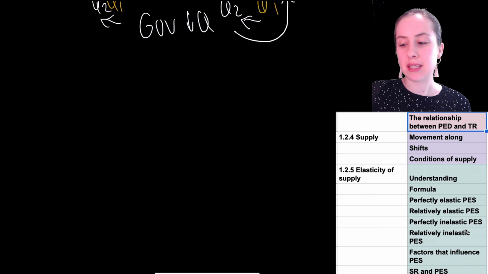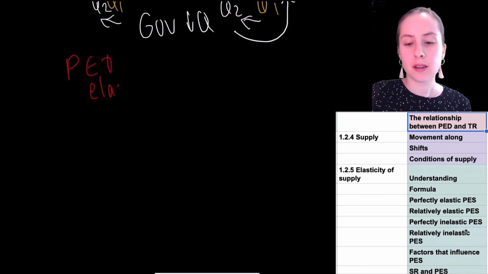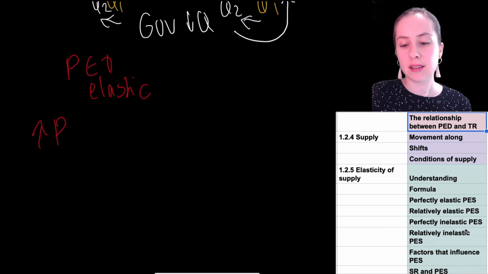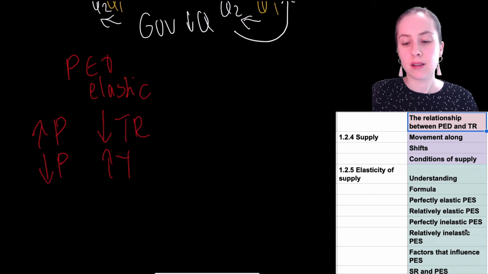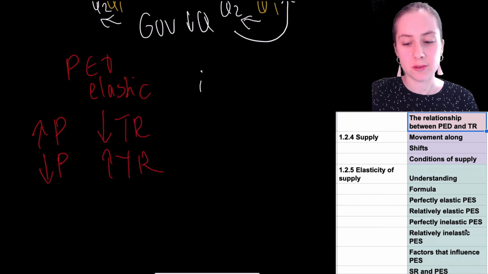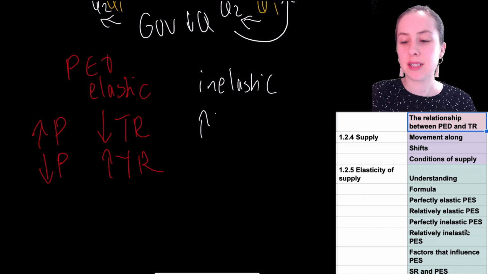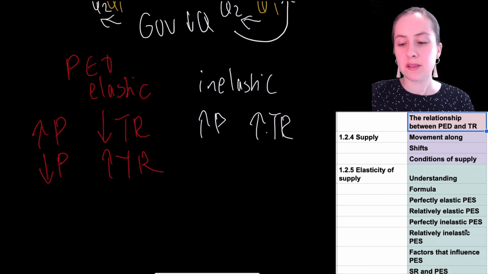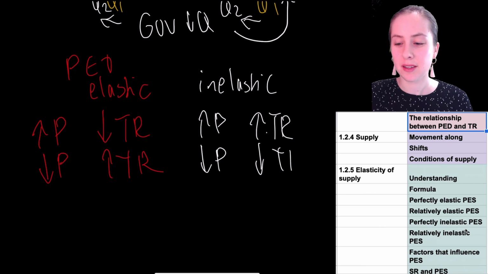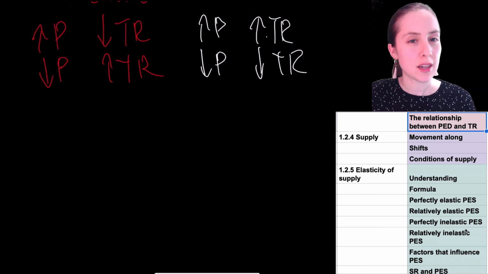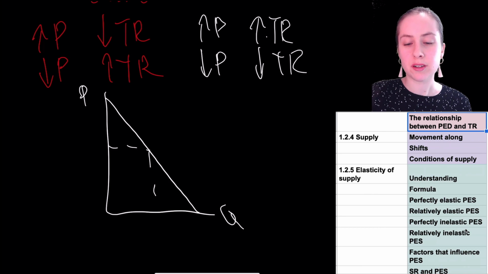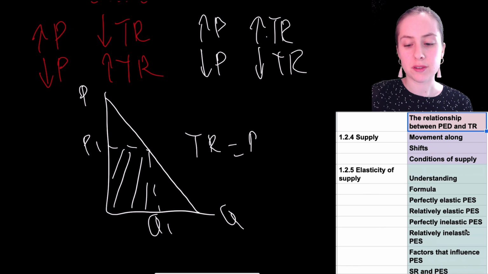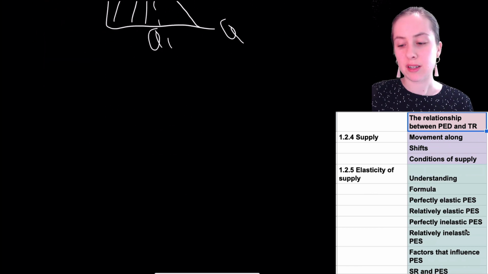The relationship between PED and total revenue. This one's good fun. If your PED is elastic and you increase the price, your revenue does the opposite. If you decrease the price, your revenue does the opposite. Elastic, done. Inelastic: if you increase the price, guess what? Your revenue does the same. Decrease the price, your revenue does the same. You can measure the revenue with your demand curve. Did you know you can measure it as a box? The box between the price and your quantity. The reason is because revenue is price times quantity.